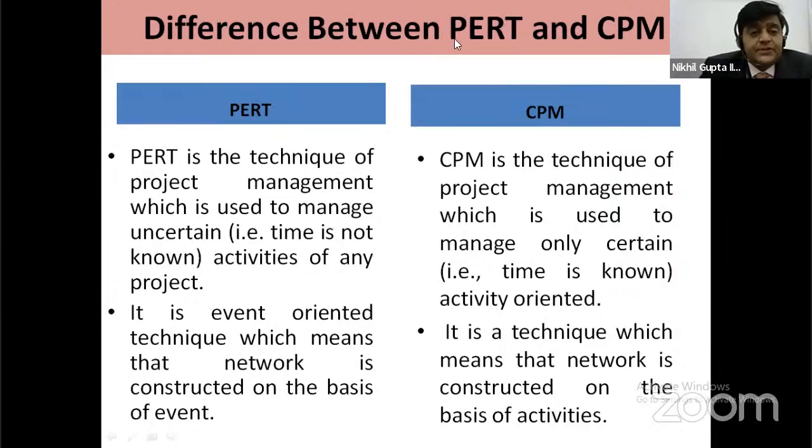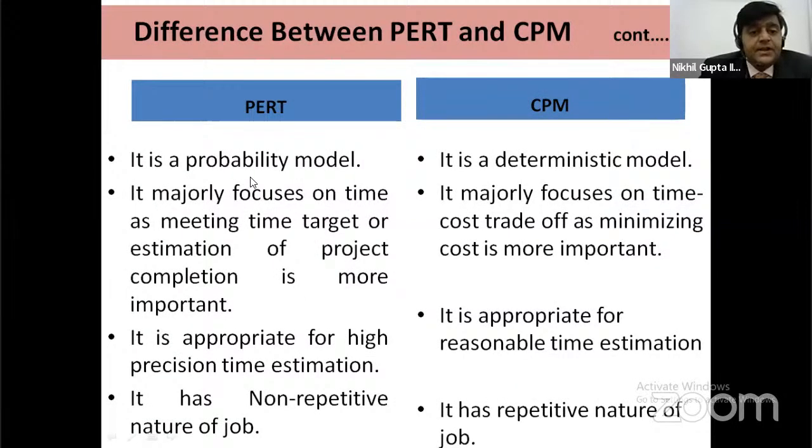How to differentiate PERT and CPM? PERT is a project management technique used to manage uncertain activities of any project. CPM is a project management technique used to manage only certain activities. PERT is an event-oriented technique, whereas CPM is an activity-oriented technique, which means the network is constructed on the basis of activities. PERT is a probability model, but CPM is a deterministic model. PERT majorly focuses on time, as meeting the time target. CPM also majorly focuses on time.